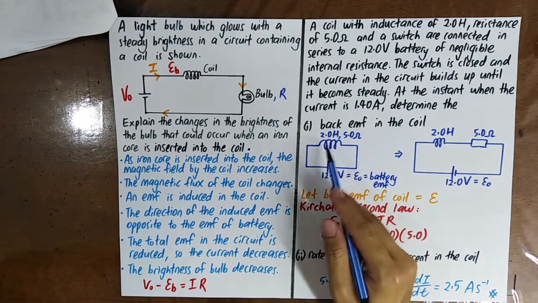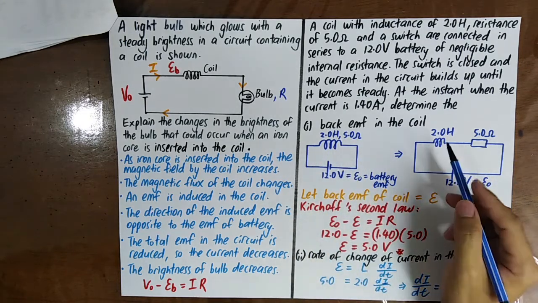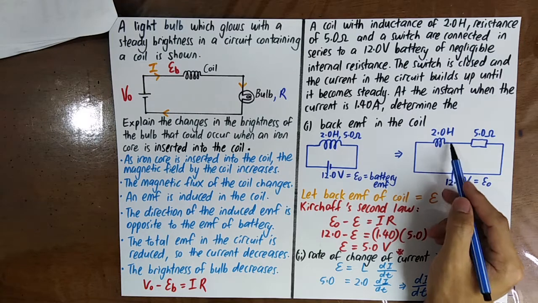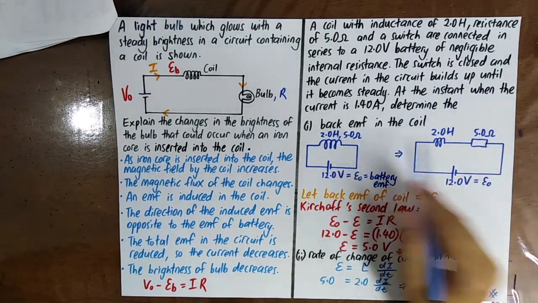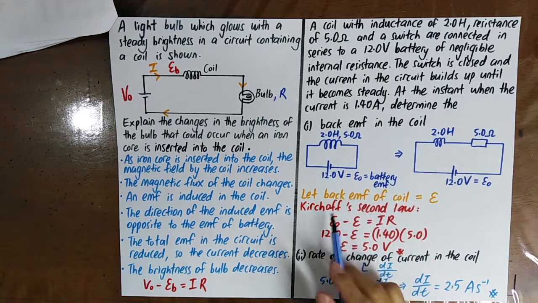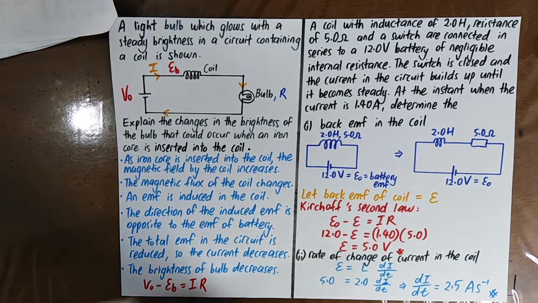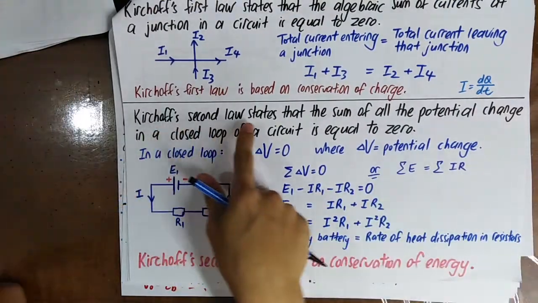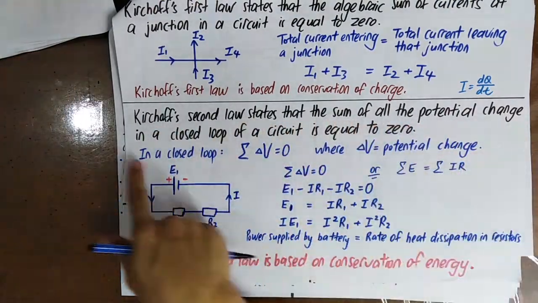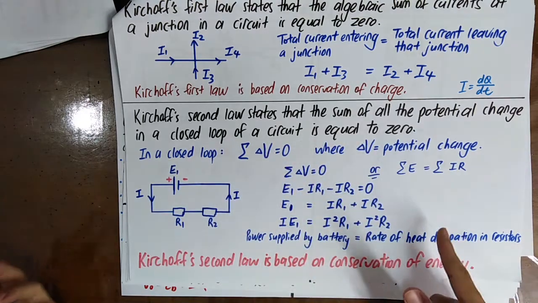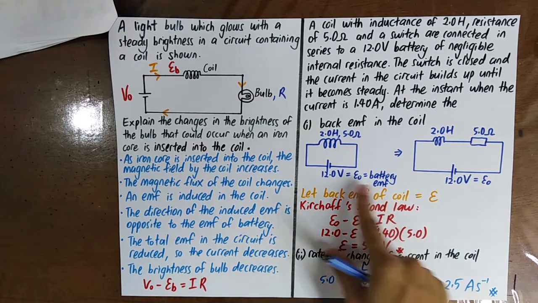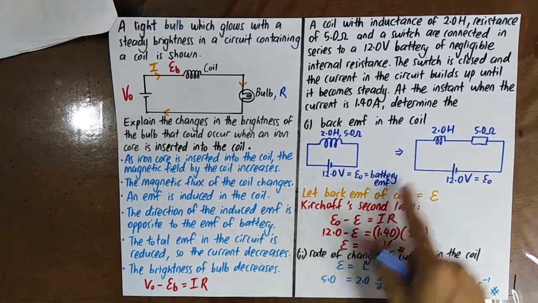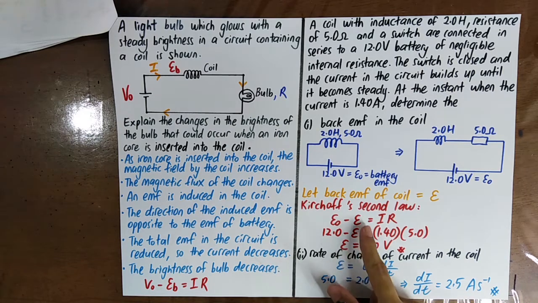Actually, of course, you can imagine this to be like this, right? That means you imagine the coil to have no resistance and it is connected in series with a resistor of resistance 5 ohm. Then you still remember what is Kirchhoff's second law? Kirchhoff's second law states that the sum of all the potential change inside a closed loop of a circuit is equal to 0. So Kirchhoff's second law says that E0 minus back EMF equals IR. Okay, and then you can find the back EMF equal to 5 volt.